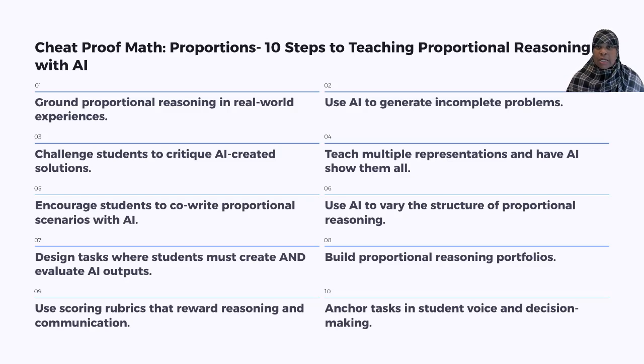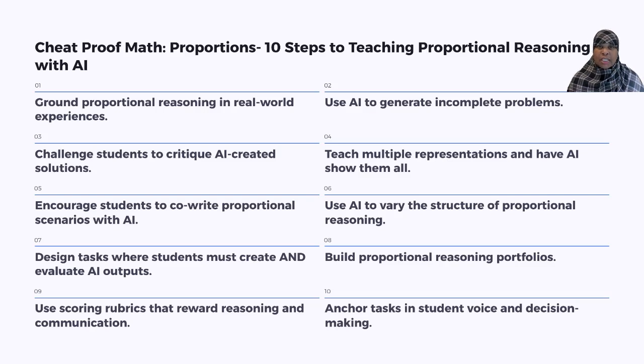Step 1. Ground proportional reasoning in real-world experiences. Don't start with x over y equals a over b. Start with something they've lived. You can prompt your students to go to their AI of choice and ask it to give some real-life examples of ratios and proportions as a teenager might use. Then they can choose one and write a story about it. They can explain the quantities being compared, create a visual like a bar model, a double line graph, or a table. Now, they're not just solving, they're exploring relationships.